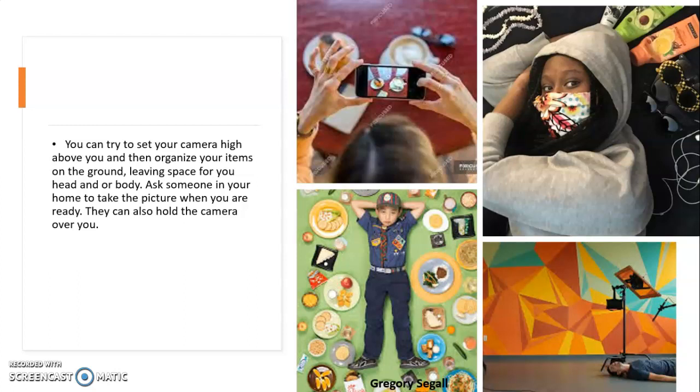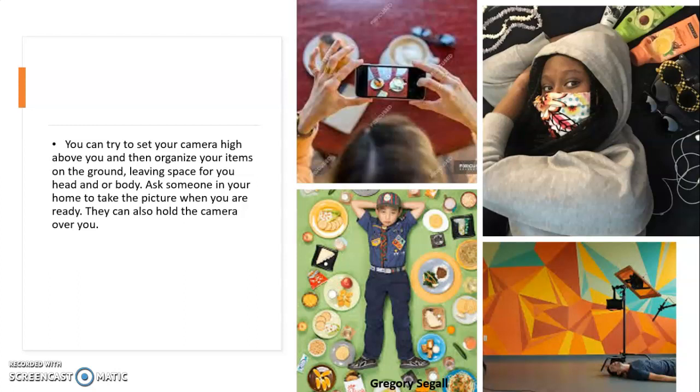The boy who's on the bottom surrounded by food, this picture was taken by an artist named Greg Segal. He took this picture from above the boy. You may have someone stand up high on a couch or a chair, and try to get everything you need in the picture. The woman on the top right propped her camera above her and set a timer on it so it could take the picture for her.